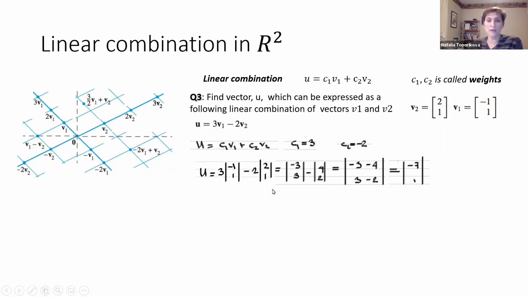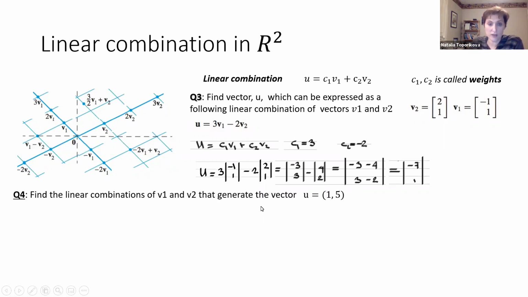Okay, that's nice. We can calculate the linear combination, but what if we need to do it the other way around? What if we are given a vector and we try to find the linear combination? Let's just try to do this. So now we're given vector 1, 5, so somewhere here, and we will try to find the linear combination of V1 and V2 vectors which gives us that vector. In other words, we will try to find the weights which give us a vector u.